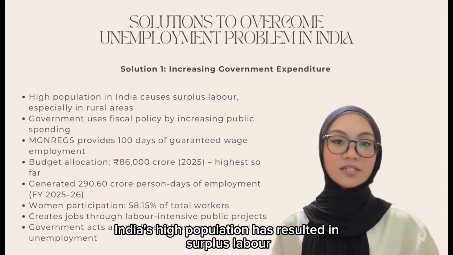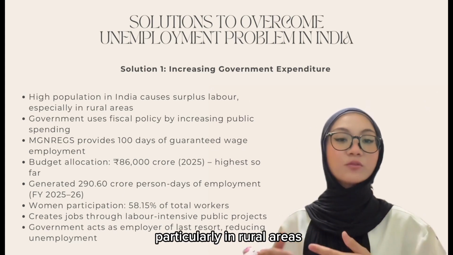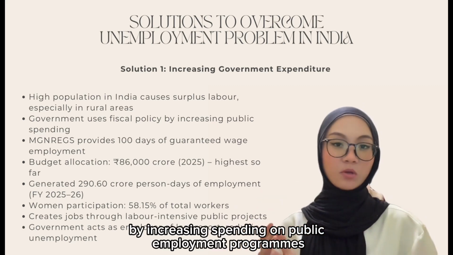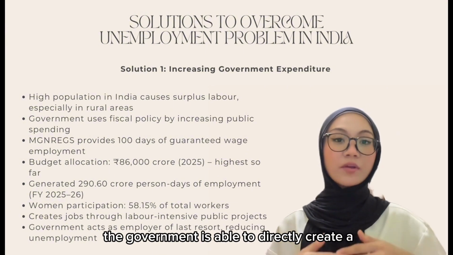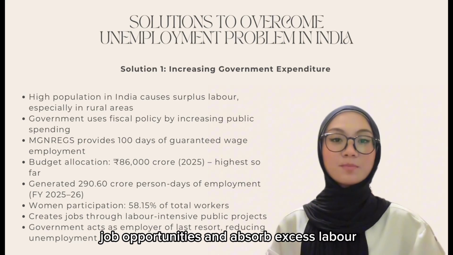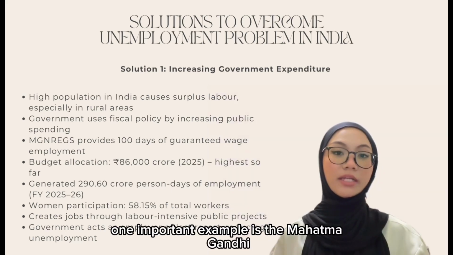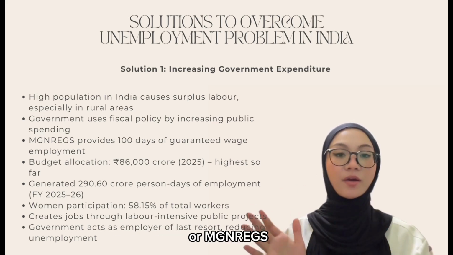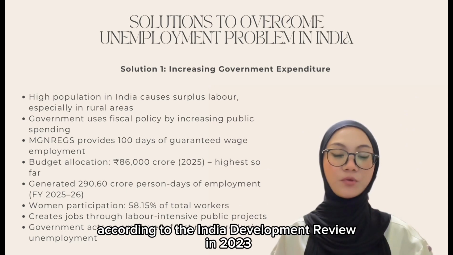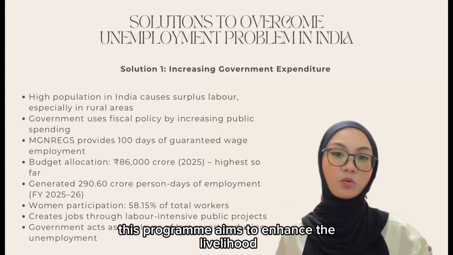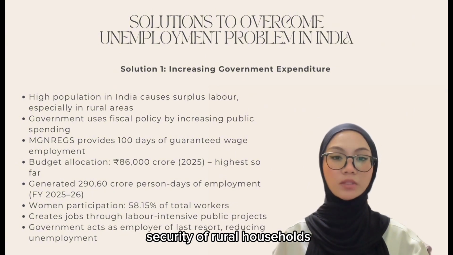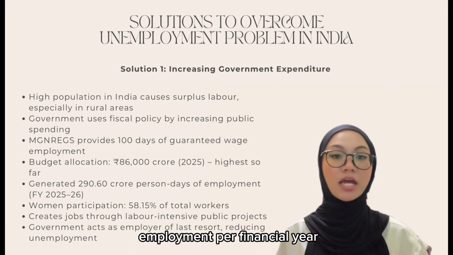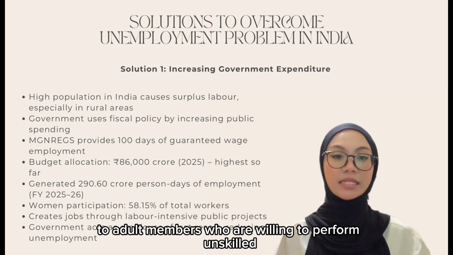India's high population has resulted in surplus labor, particularly in rural areas, which has contributed to higher unemployment. By increasing spending on public employment programs, the government is able to directly create job opportunities and absorb excess labor. One important example is the Mahatma Gandhi National Rural Employment Guarantee Scheme, or MGNREGS. According to the India Development Review in 2023, this program aims to enhance the livelihood security of rural households by providing at least 100 days of guaranteed wage employment per financial year to adult members who are willing to perform unskilled manual work.